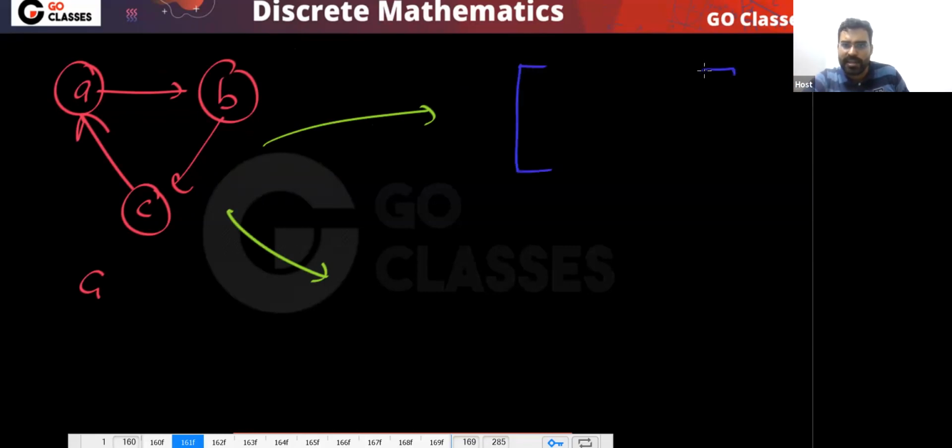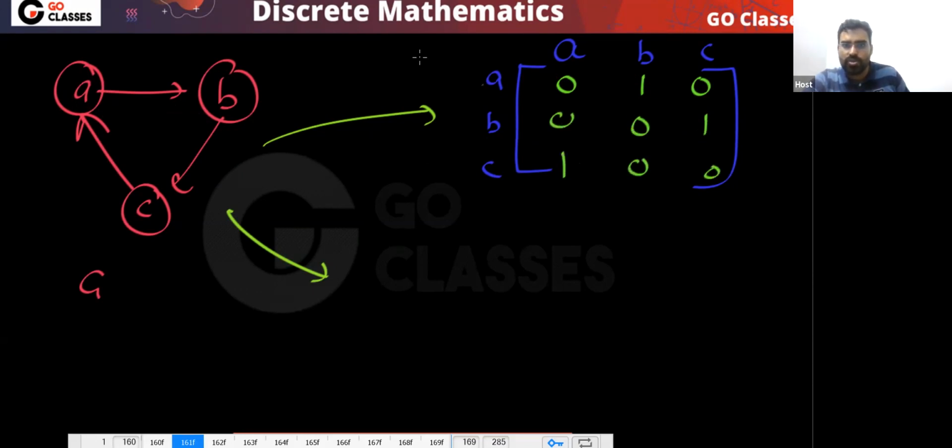One way is adjacency matrix. You can create a matrix with rows and columns A, B, C. There is an edge from A to B, so I put 1, otherwise 0. There is no edge from A to A, and no edge from A to C, so 0. There is an edge from B to C, and there is an edge from C to A. So this is your adjacency matrix.